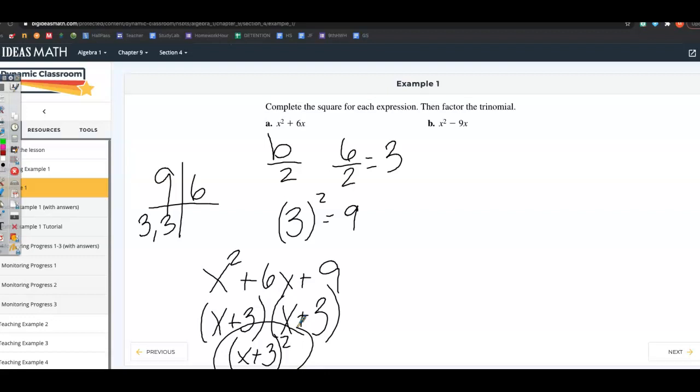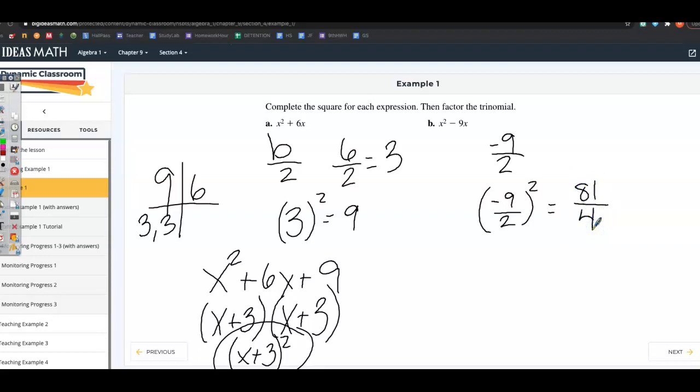So for the next one, the first thing we did was take b and divide it by 2, so what would that be? Negative 9 divided by 2. Okay, does that work out nicely? No. So let's just leave it like this. Negative 9 over 2 is what we're going to square. Just square the top, square the bottom. Negative 9 squared is 81 over 4.